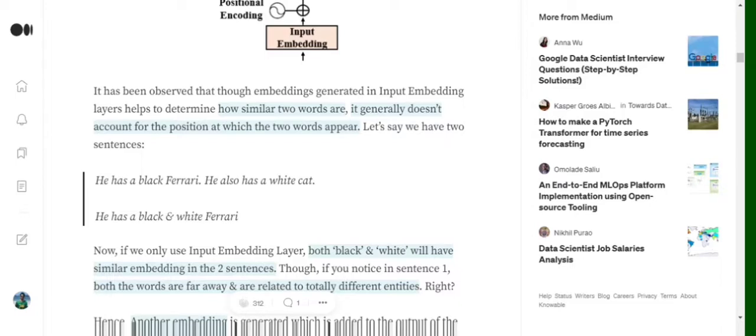Now, if you go with the conventional embedding methods in the input embedding layer, like word2vec or something else, you will notice that the embeddings for both black and white would be very similar, as they should be, according to you.